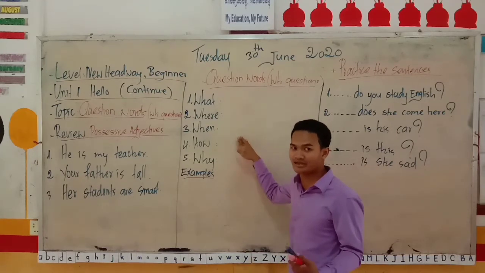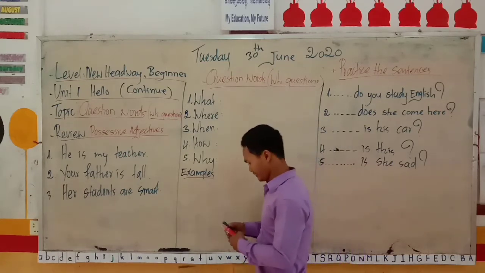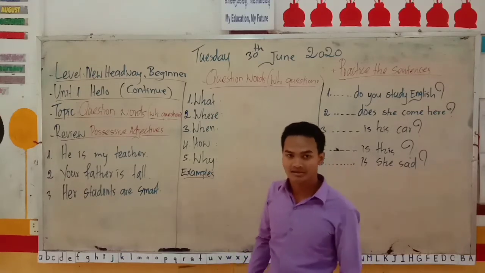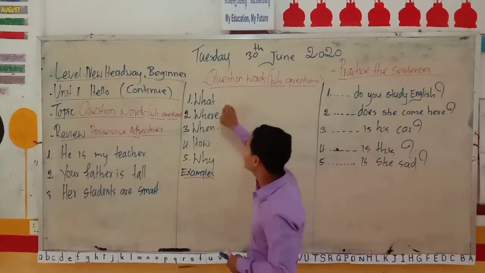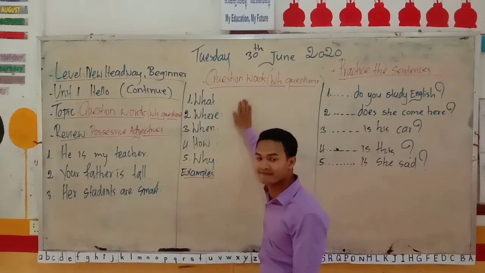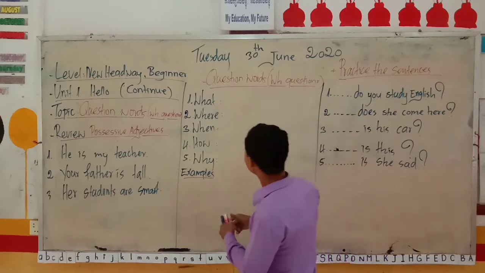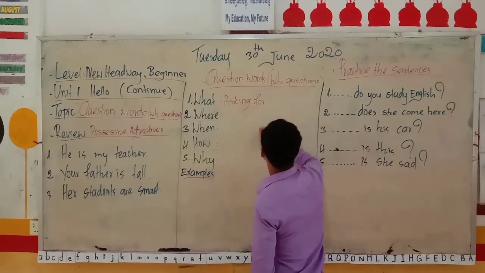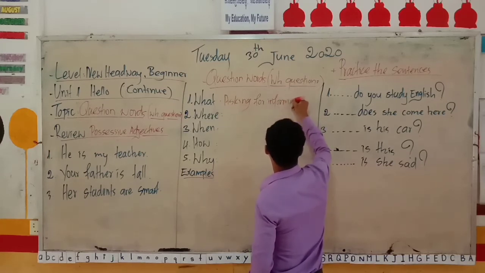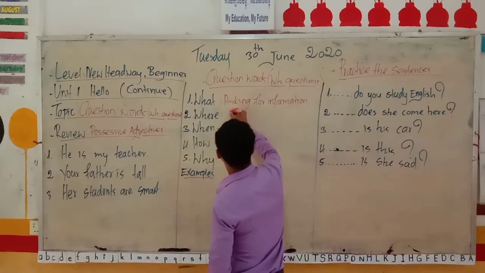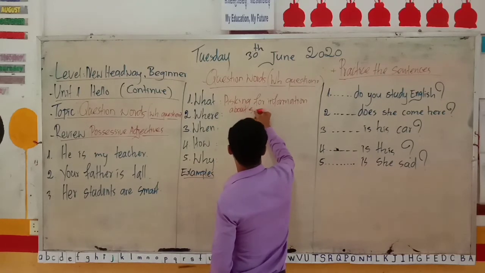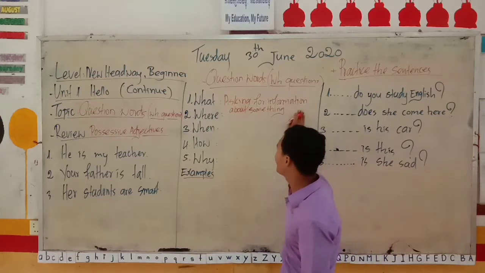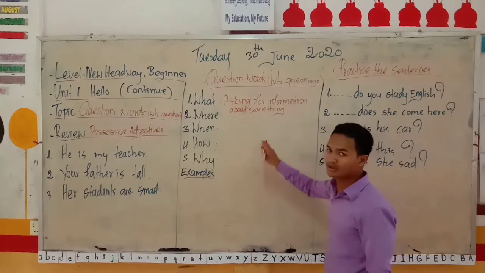We know how to use the WH question when we use who, when, what, how, why, and so on. Look at the first one: What. What is your name? What is asking for information about something. What is this? What is that?